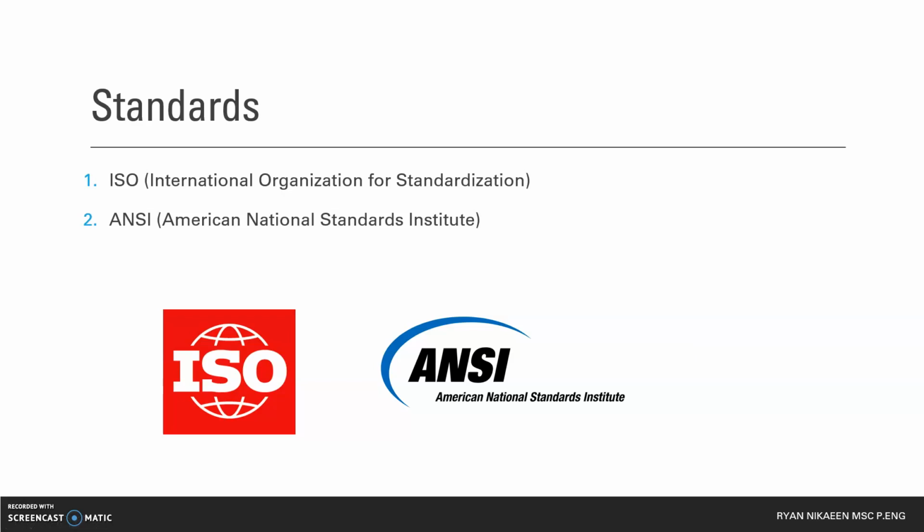We have two main standards in the world. We have ISO and we have ANSI. ISO is the International Organization for Standardization, and ANSI is the American National Standards Institute. The first one, you know it as the metric standard. And the second one, usually we call it the American standard.